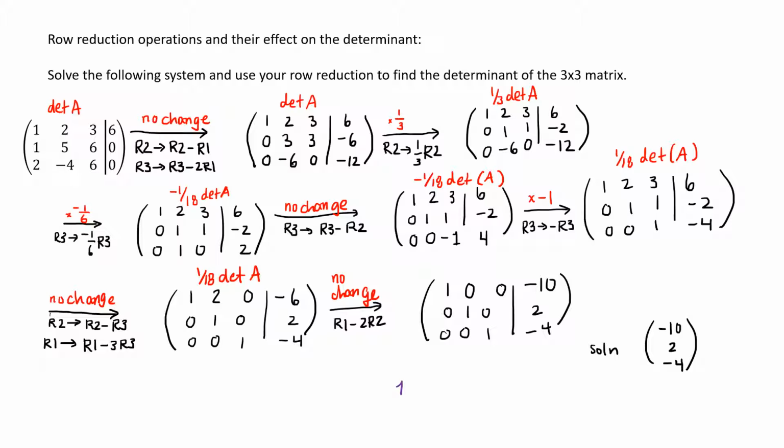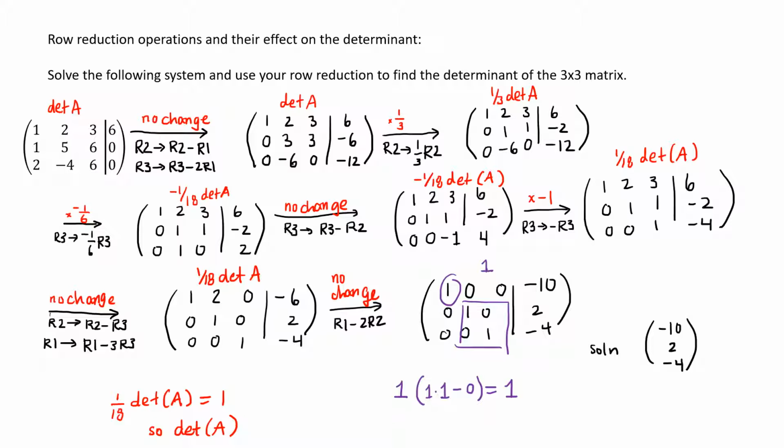We've got 1 times the determinant of this minor. So this is going to be 1 times 1 minus 0. So we end up with a determinant of 1. So 1/18 times the determinant of A is equal to 1. So the determinant of A is equal to 18.